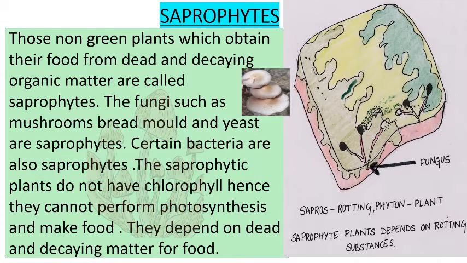Students, do you know from where this fungus grows on the bread piece and mushroom grows on dead and decaying matter? The tiny spores of fungus are always present in the air. When they get favorable conditions like warmth and wetness, they settle down and start growing. What are these spores? These spores are a kind of seed for the fungus plant.